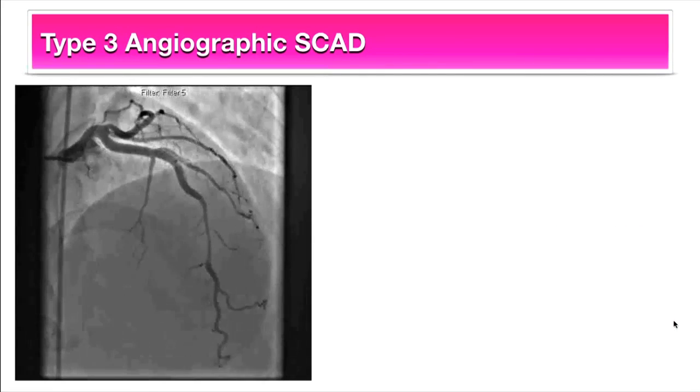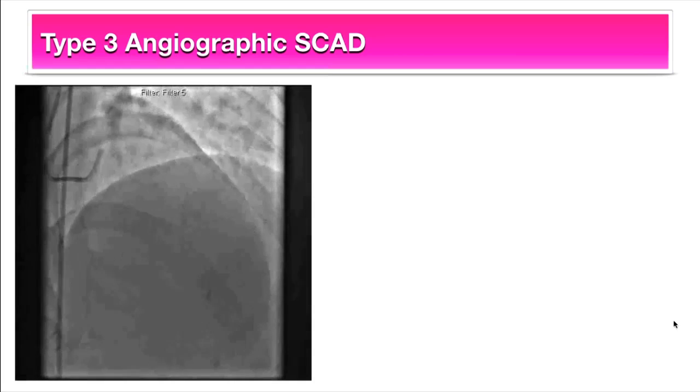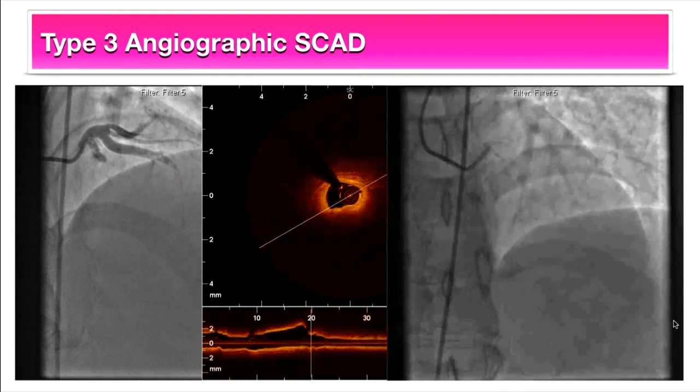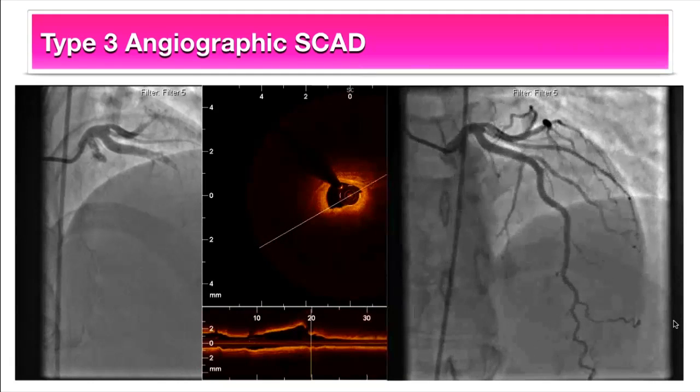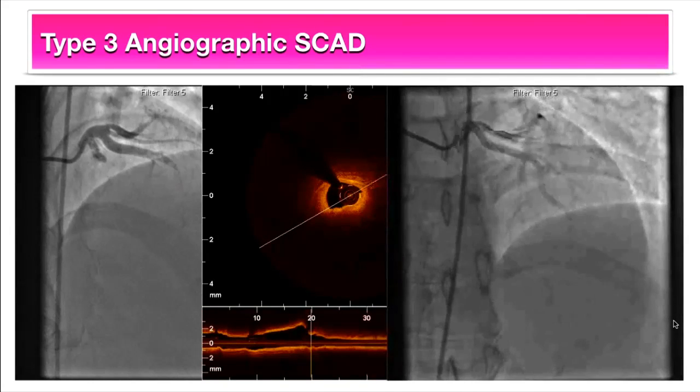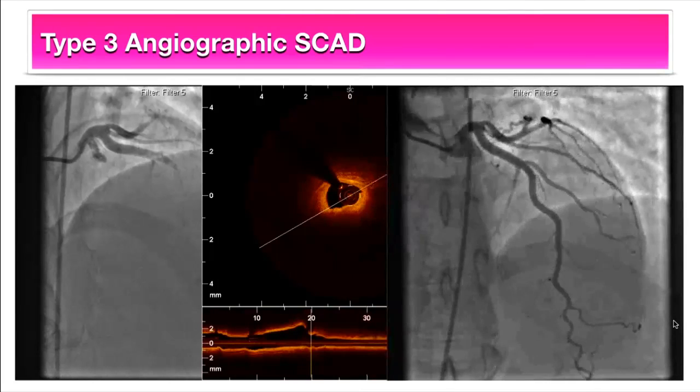And this is a different example of a mid-LAD that has the appearance of looking like an atherosclerotic lesion, but on OCT, again, this showed intramural hematoma, and this patient was treated conservatively, and several months later, the mid-LAD on repeat angiogram showed spontaneous healing of the artery.